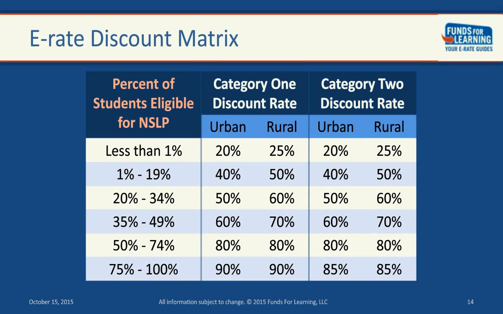The discounts range anywhere from 20% on the low end all the way up to 85% for Category 2 and 90% for Category 1 on the high end. So this program for some of the schools in higher poverty areas is actually allowing schools to purchase connectivity and infrastructure at 10 to 15 cents on the dollar.